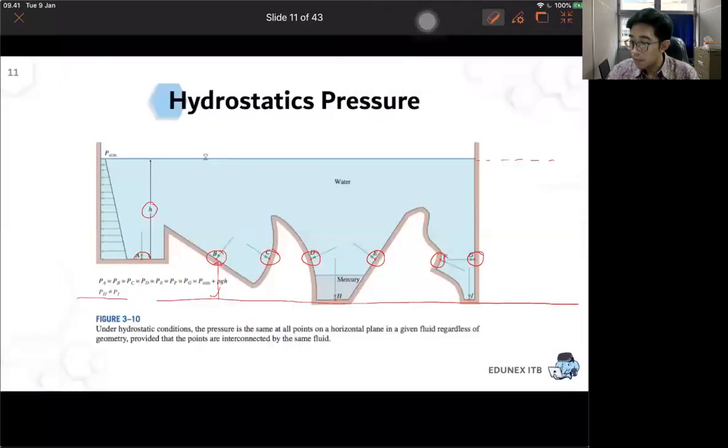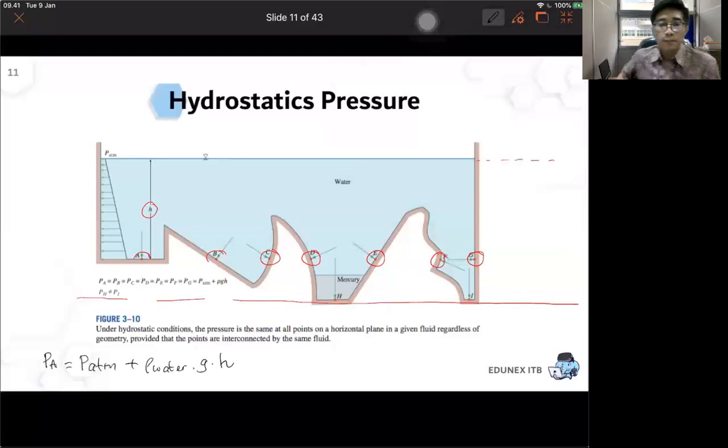Yeah, jadi di titik-titik ini tekanannya sama. How much is the value of the pressure? For example, in A, it means P atm plus density of water times gravitation times H. Okay.